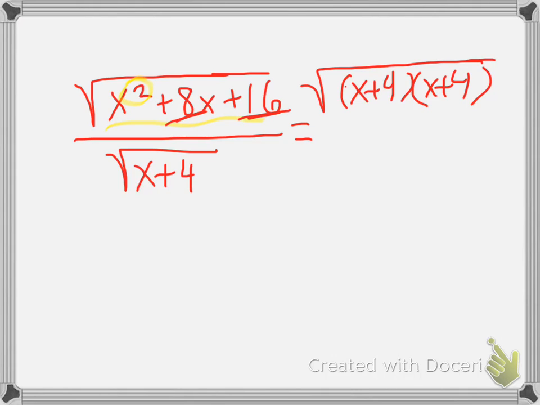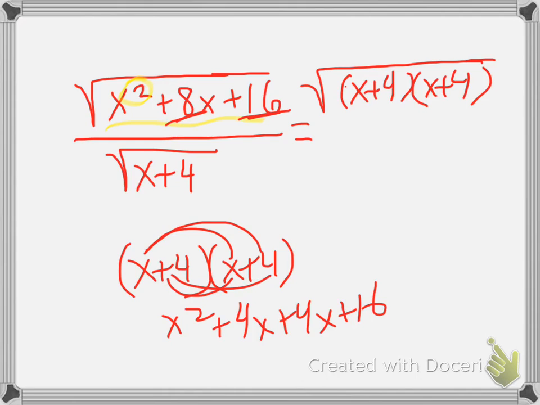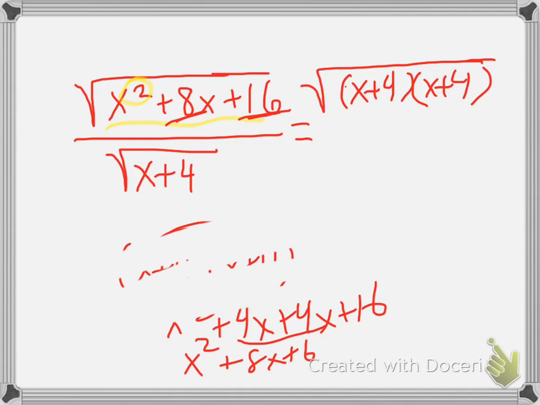If you're not sure, remember that you can take your factors of your quadratic and you can FOIL them back together. You can multiply it back together just to check. So you can see that x squared, these two are going to go together and make 8x and 16. So I know for sure that this is equivalent to this. Okay, so I'm going to erase that to give me more room.